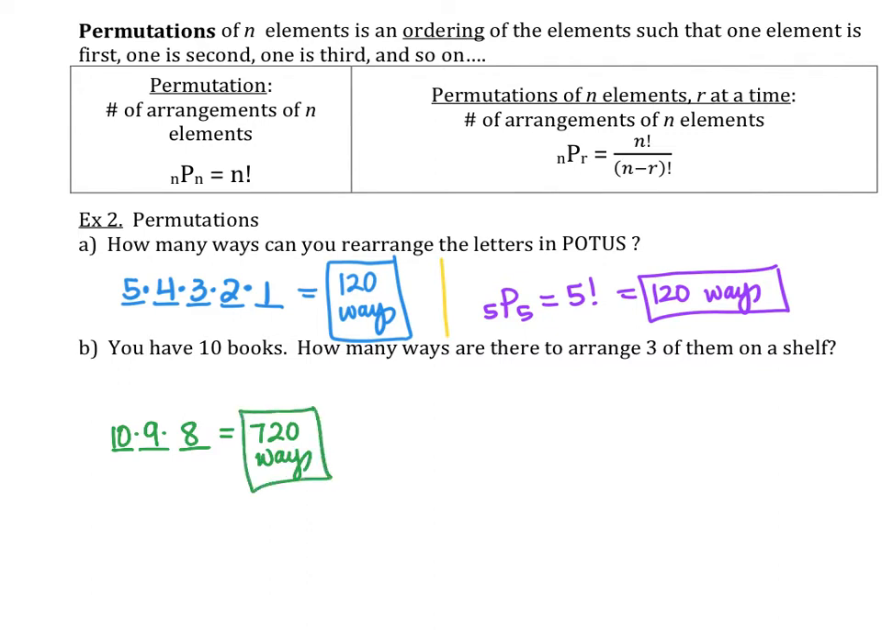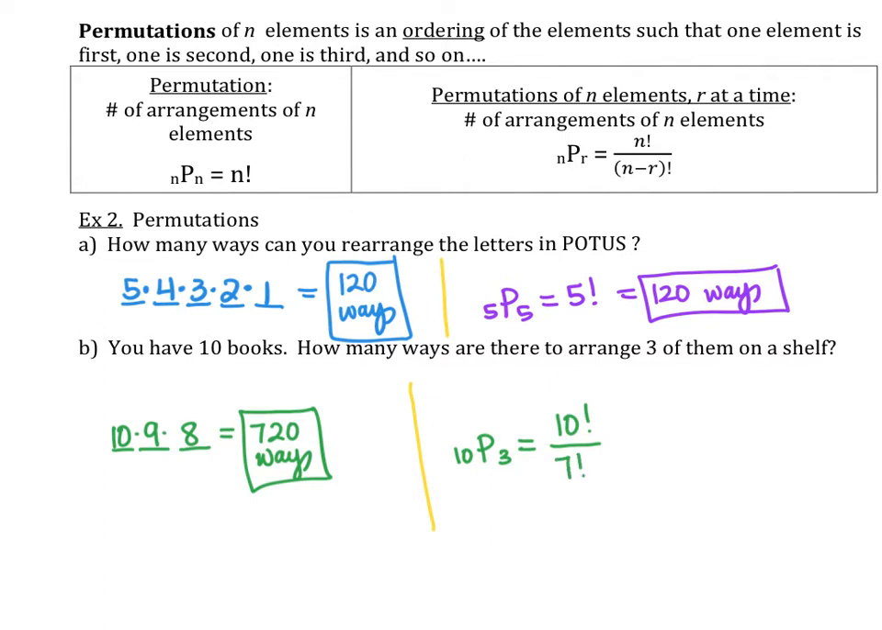If I consider this like a permutation, n elements r at a time, I'm doing 10 P 3 because there's 10 items and 3 spots. According to the formula, it's n factorial at the top, so 10 factorial, and n minus r factorial at the bottom, so 10 minus 3 is 7 factorial.